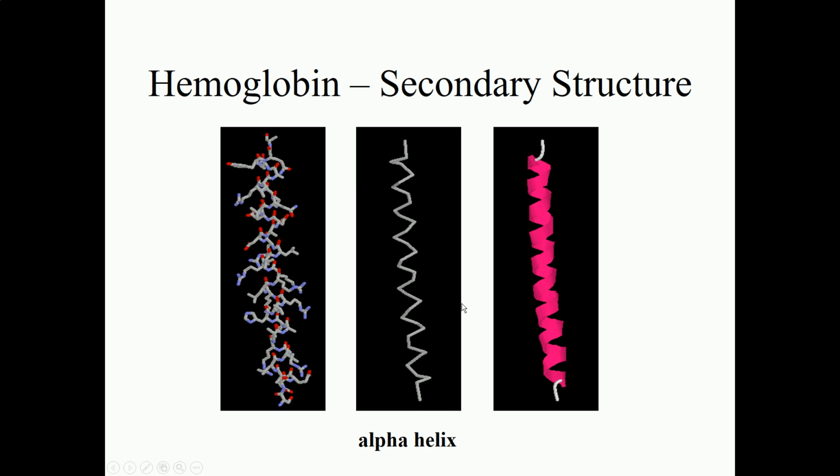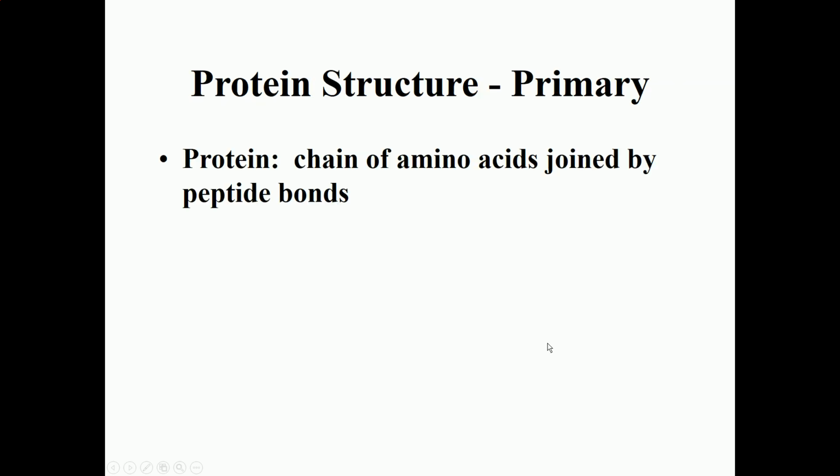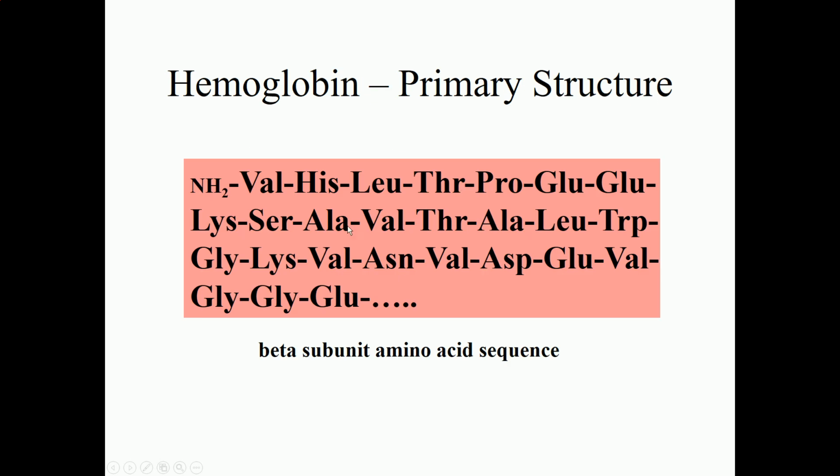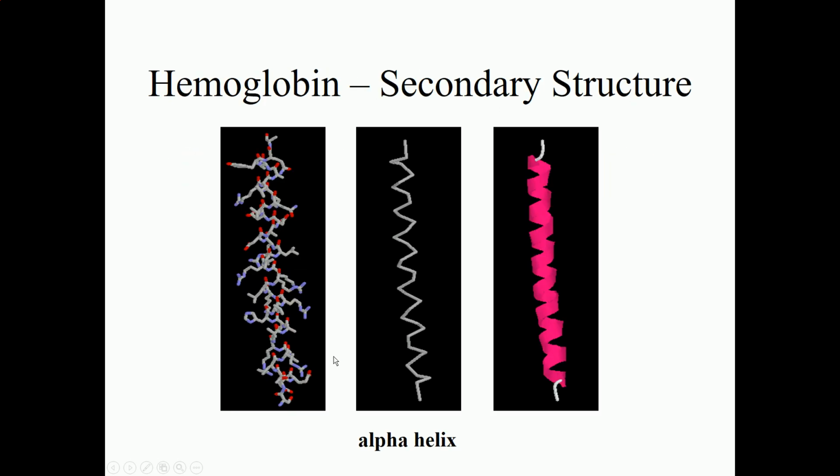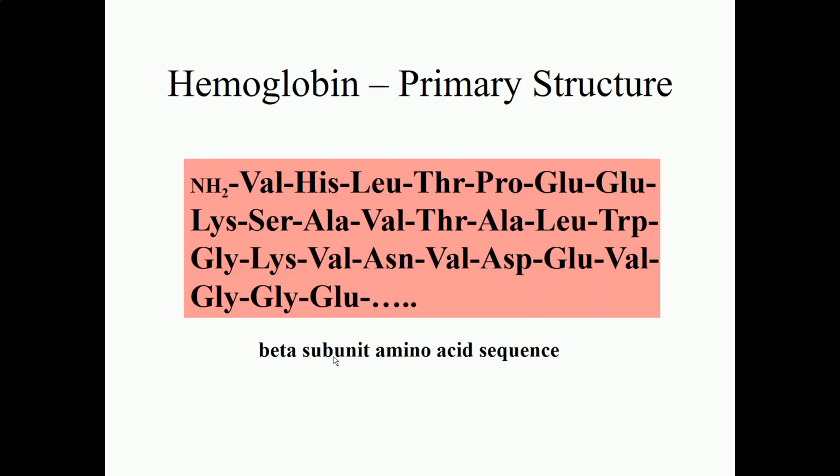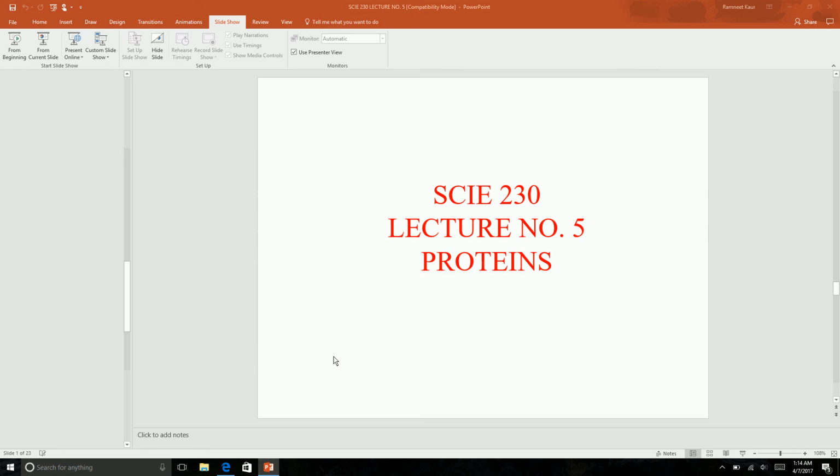So you can see here how they have formed these coiled structures, and primary structure is the sequence of the amino acids in the polypeptide chain, and this is the primary structure for the beta subunit. So that's all about the structure of the protein.